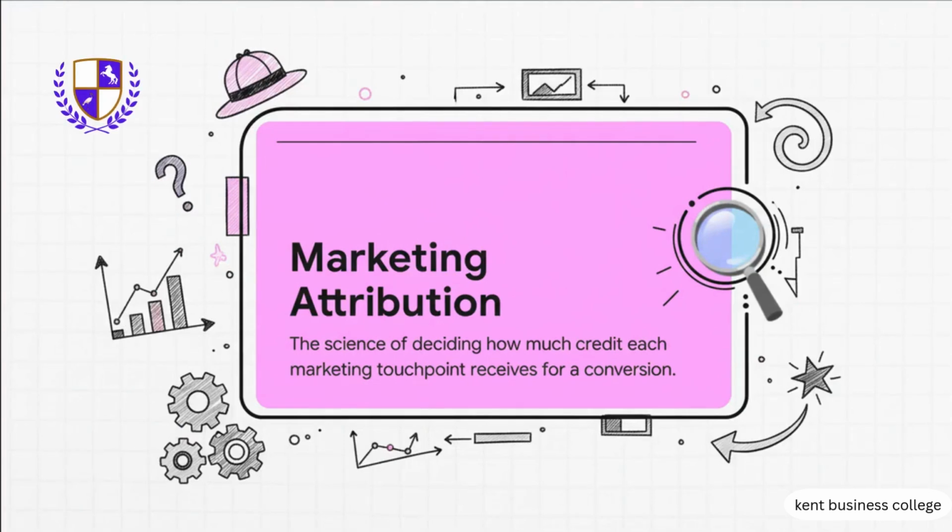So what is this science we're talking about, officially? Well, it's marketing attribution. Think of this as the detective's handbook. It's the science of assigning credit based on cold, hard data, not just a hunch or a gut feeling. It's how we prove that what we're doing is actually making a difference.